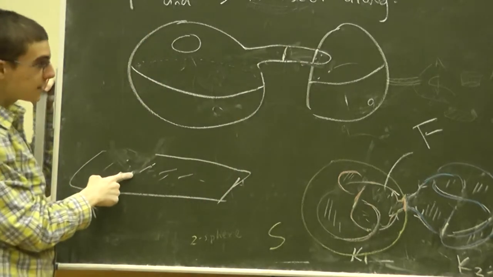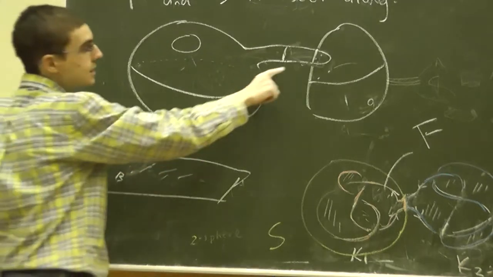In which case, what does the intersection look like? What does this intersection look like?